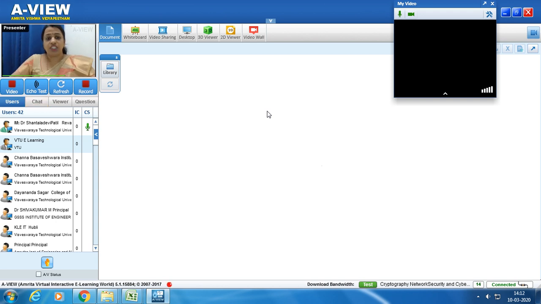Now speaking on the efficiency of operation of a hash function, for any hash function h with an input of x, when we compute h of x, it is a very fast operation as compared to our regular symmetric key encryptions. Computationally, hash functions are much faster than symmetric encryption. We will see this as we discuss further.